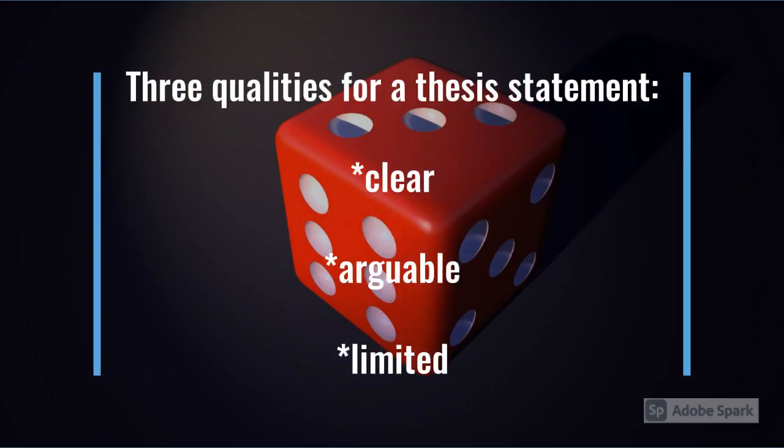So keep in mind that a thesis statement should have three qualities. It should be clear, arguable, and limited. Clear means that the reader shouldn't have to struggle to figure out what your main point is. Arguable, as we just discussed, means that there are at least two sides and you are taking one side. And limited means that you're making a very clear, specific thing that you want the reader to agree with or do.